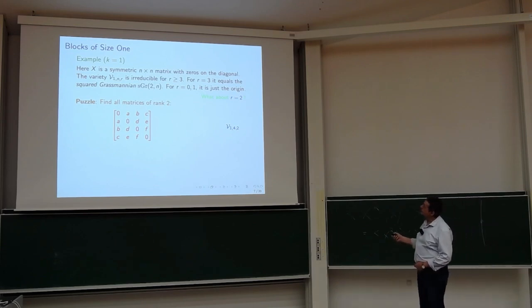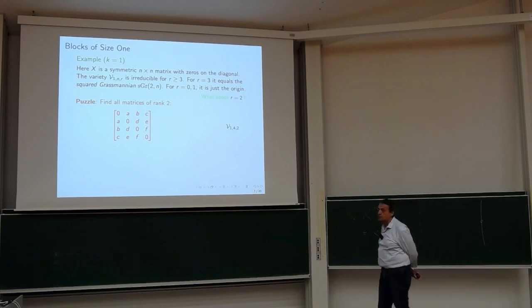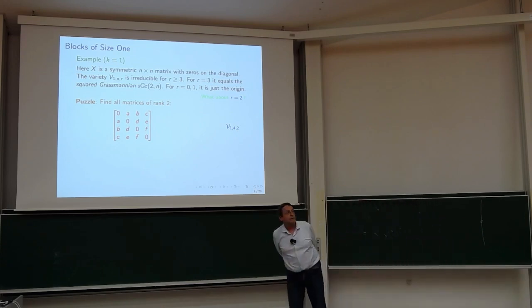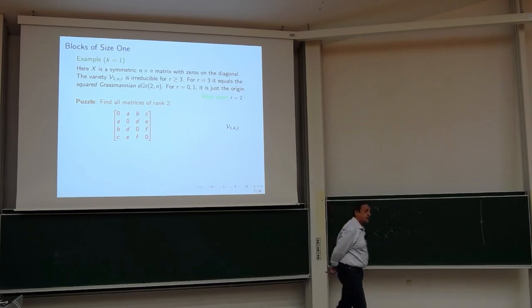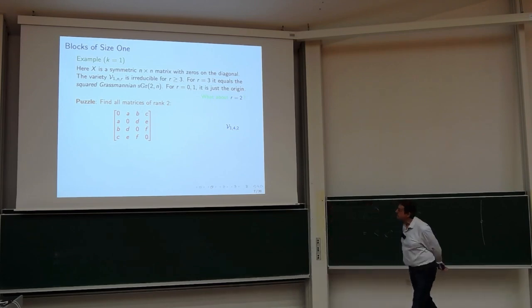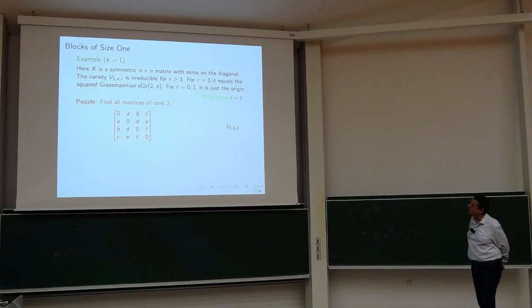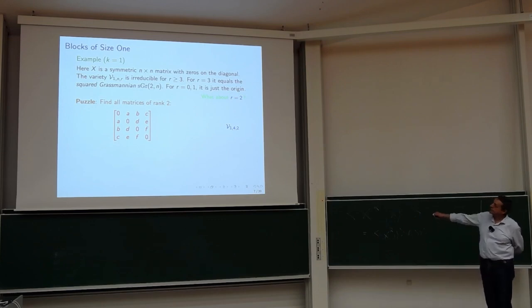For R equals 3, it's a very special variety. It's a so-called squared Grassmannian. In probability theory, this occurs for determinantal point processes, so it has a very nice statistical meaning. Now, for R equals 0 and 1, it's just the origin, but an interesting case is R equals 2. And this is the puzzle.